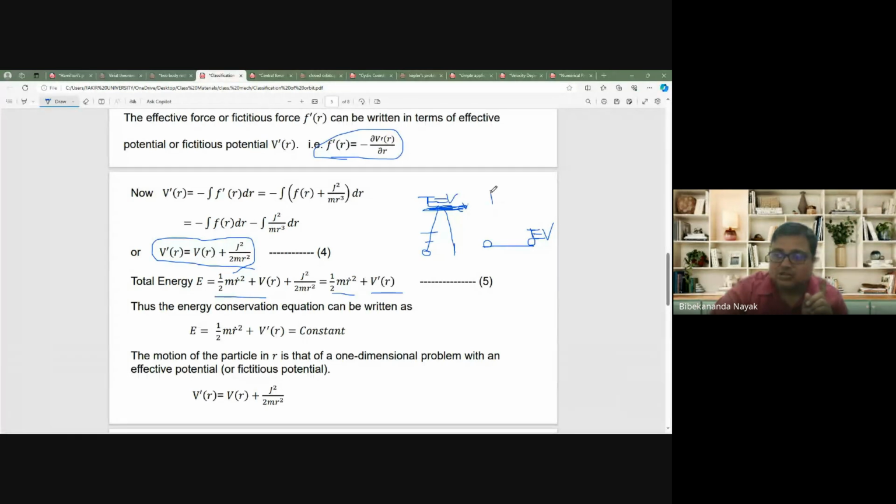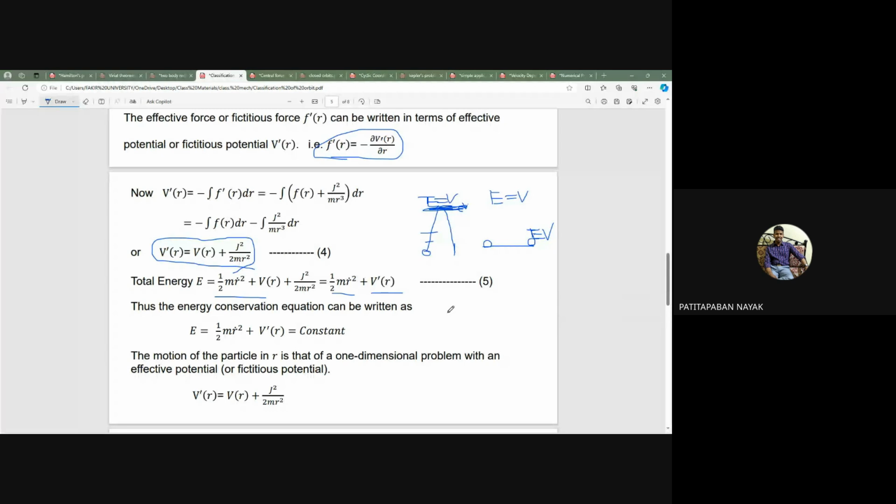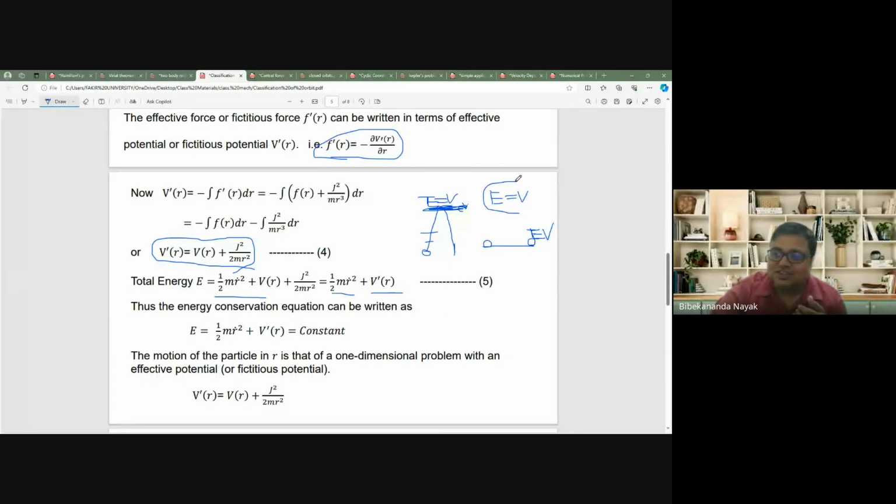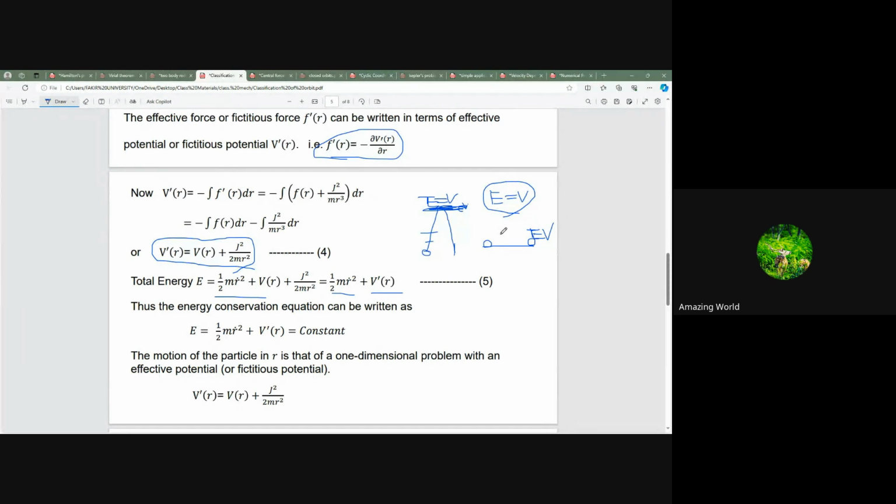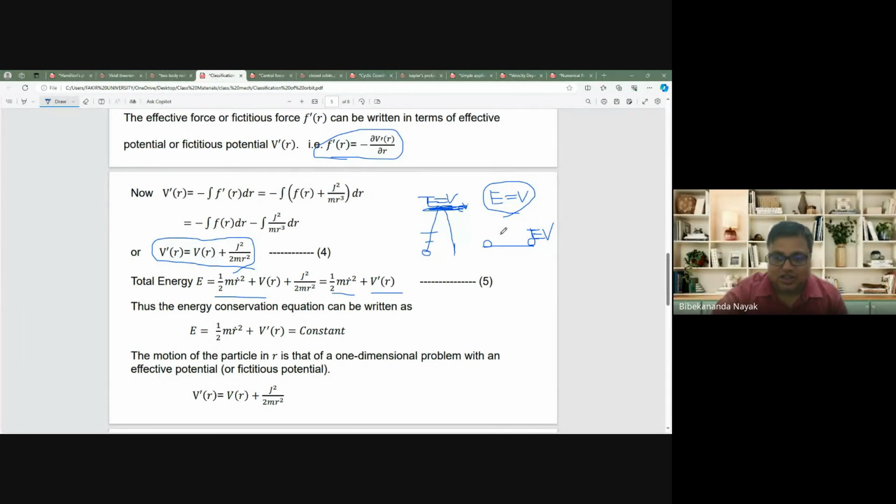And that point, where the direction of motion changes, is called the turning point. So the characteristic of the turning point is that total energy is equal to potential energy, and the body changes its direction of motion. Whenever you see a body changes its direction of motion, then its total energy is potential.